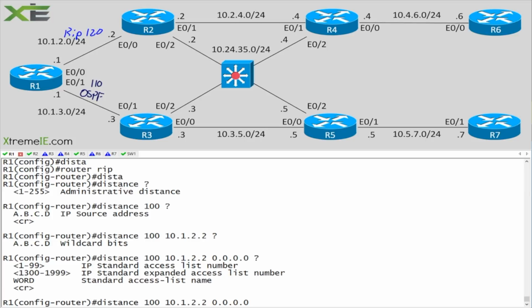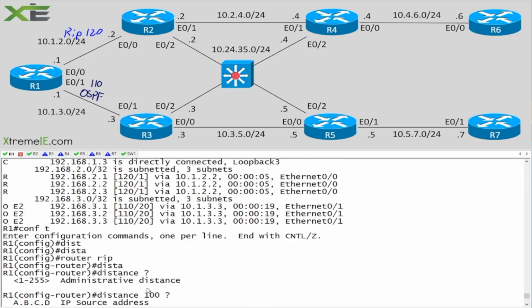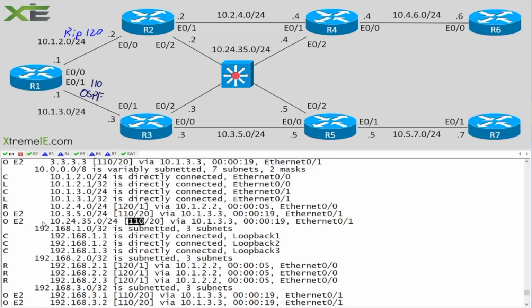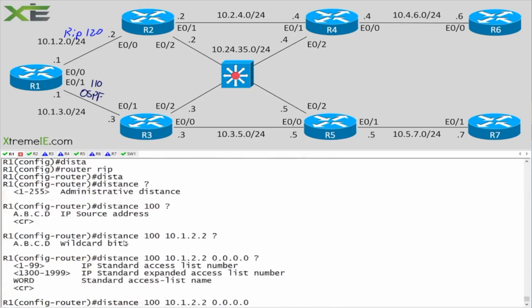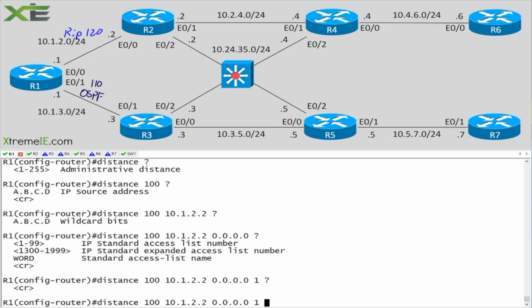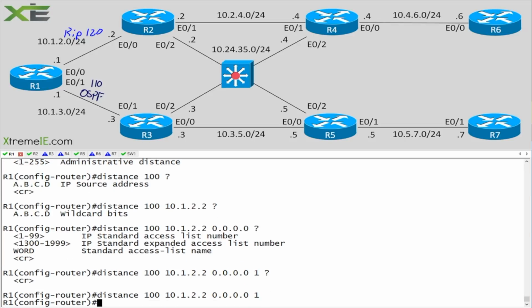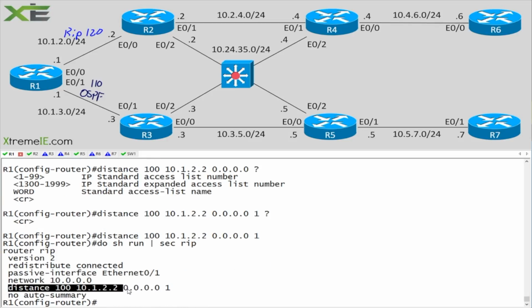Now, what I can also do is attach an access list to this. This is where it's important for you to work through all of these different combinations, because maybe I don't want to change the administrative distance for all of the routes that are coming in. Maybe I simply want to do it for this one single route, and that is where an ACL comes into play. So I can say 1, and now let's do show run section rip. You can see that I'm going to apply this distance command. I'm saying, any route coming from this particular source that matches this ACL, I want you to change its administrative distance to 100.